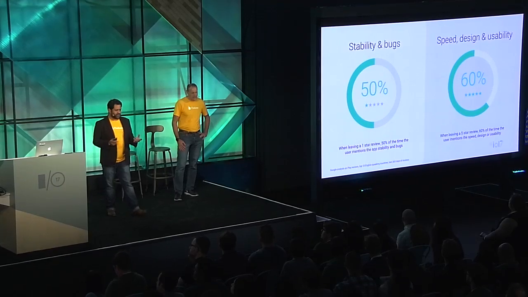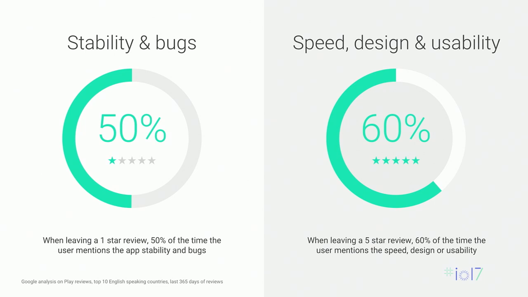It's important because the data shows that the quality of your application has a direct impact on your business. Slow and crashy apps mean bad user reviews, and bad reviews mean lower trust in your application and ultimately fewer users and lower revenue. In fact, a recent analysis of Google Play Store reviews shows that 50% of one-star reviews mention app stability and bugs as a problem, and on the flip side, 60% of five-star reviews mention speed, design, and usability. So the data here speaks for itself. If you have a low-quality app, your users will notice, and it will impact your business.